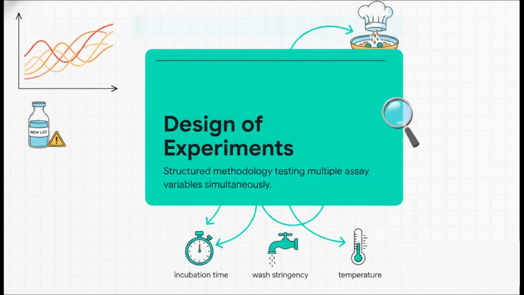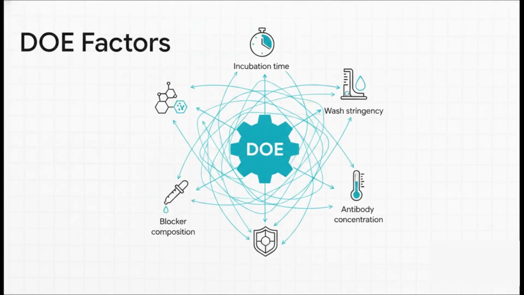It's a structured methodology that lets you test multiple assay variables simultaneously to see exactly how they interact with each other and with that tricky new reagent lot. So instead of running one plate just for incubation time, and then a whole separate one for temperature, a structured DOE lets you immediately see how the new lot interacts with multiple factors all at once. You can test incubation time, wash stringency, temperature, antibody concentration, and blocker composition together.